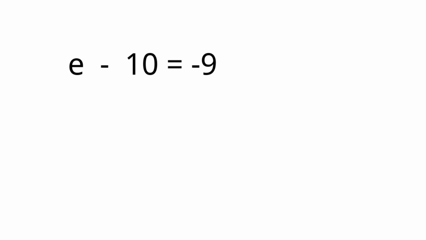In this problem, we have a number, E, take away 10 equals -9. Your first step is to highlight what is with your variable. We have -10. We have to undo the -10. In order to undo it, we have to add 10 to both sides.